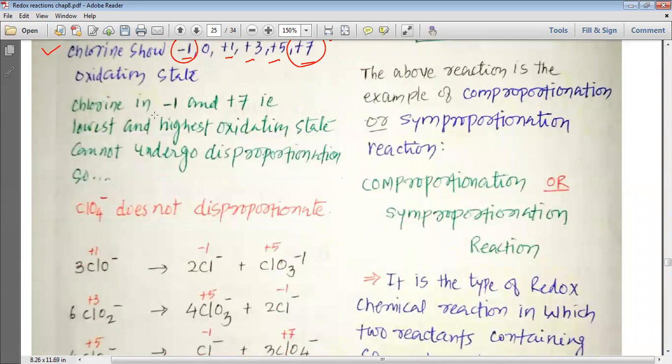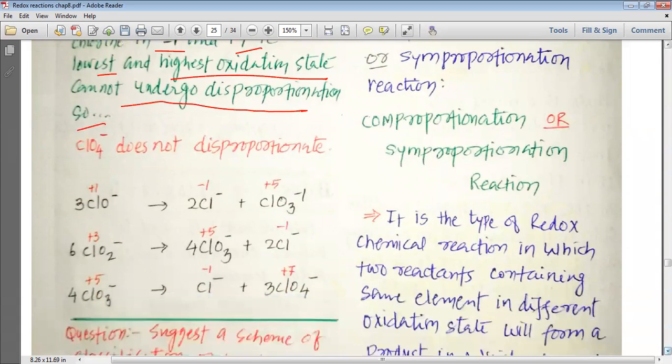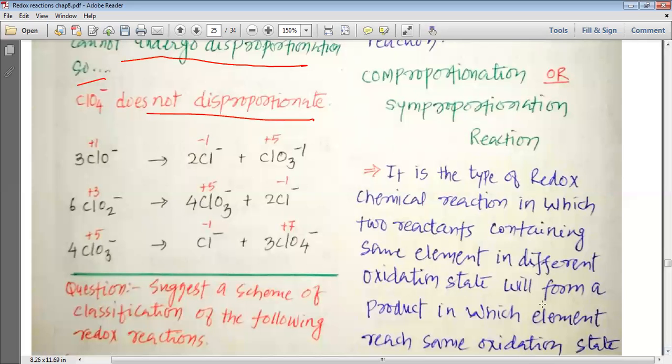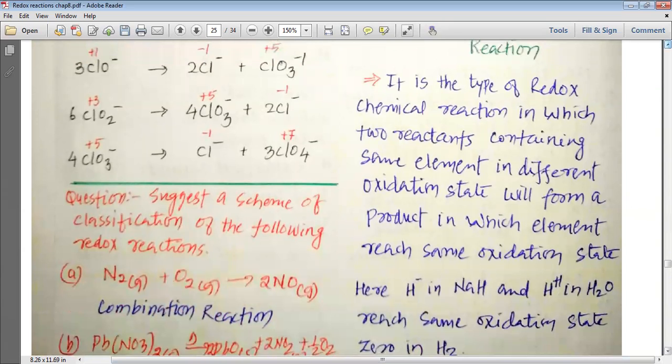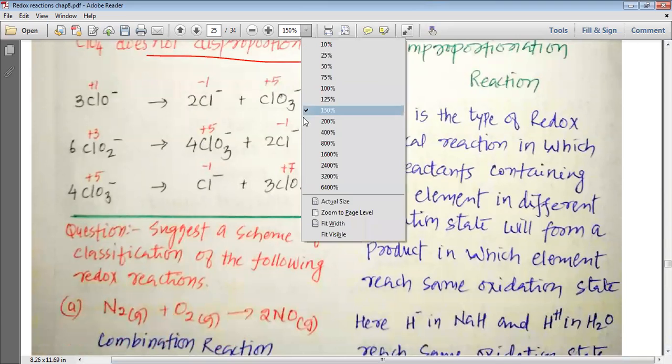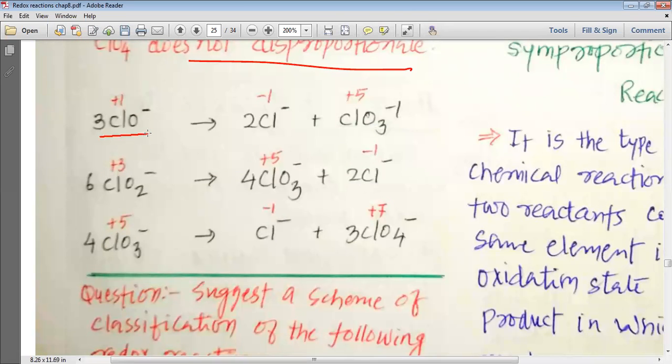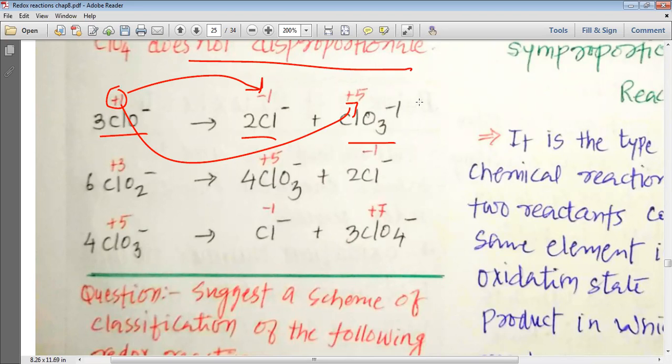So chlorine in minus 1 and plus 7, the lowest and the highest oxidation states, cannot undergo disproportionation reactions. So ClO4 minus does not disproportionate, but all the other species disproportionate, and you can see these various reactions on your screen, my dear students. ClO minus, where Cl is plus 1, disproportionates and goes to the minus 1 oxidation state as well as the plus 5 oxidation state. So ClO minus gives 2Cl minus and ClO3 minus.